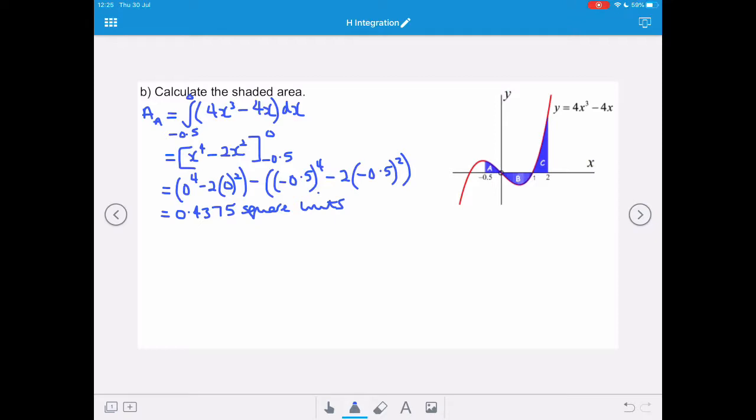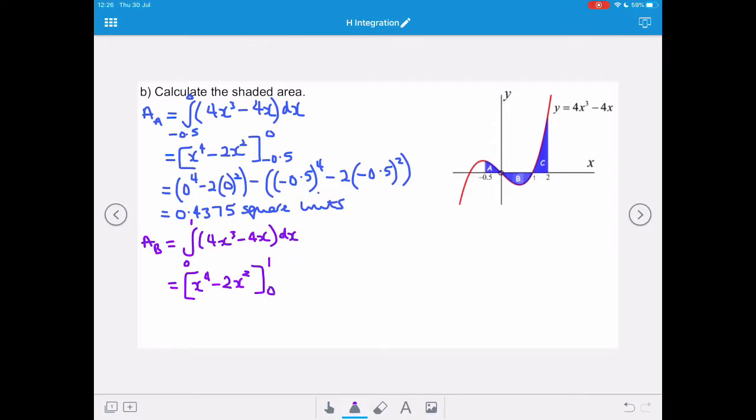Now we need to evaluate the area of B, which is underneath our x-axis. And so we anticipate that this is going to have a negative value. So we're going to integrate the same function 4x cubed minus 4x with respect to x between 0 and 1 this time. So our square bracket is going to have the same integral in it. So it's x to the power of 4 minus 2x squared. And our limits upper is 1, lower is 0.